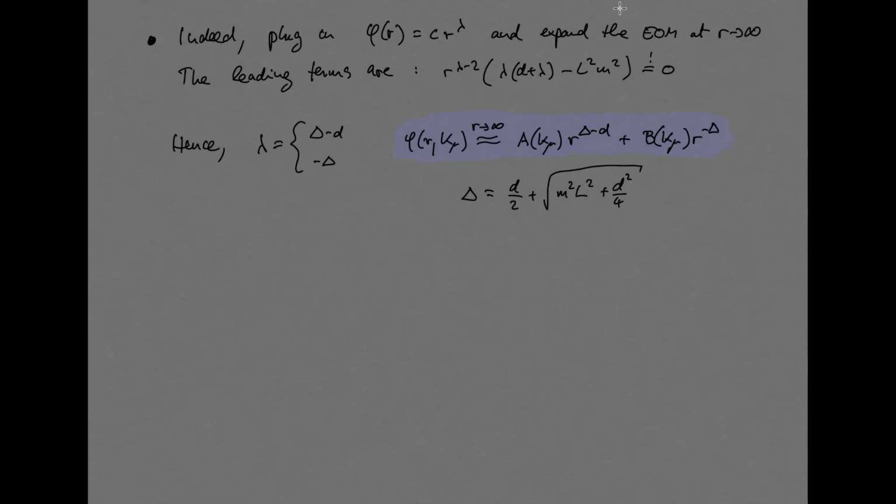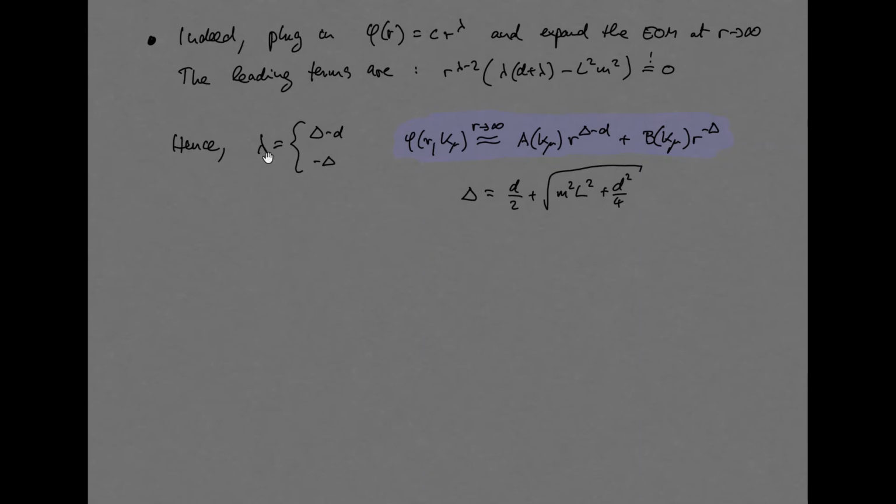If we plug in the power law ansatz, phi of r is equal to some constant C times r to the lambda, and then expand the equation of motion at large r, then the leading terms in the equation of motion will be these terms here. And by the equation of motion, this should vanish. So this equation will determine the possible values for lambda. Now the equation of motion is a second-order differential equation, so we will get two independent solutions, and therefore two possible lambdas from this second-order equation. So possible values for lambda are delta minus d, or minus delta, where delta was the scaling dimension of the dual operator. And I gave you the formula again that relates delta and the mass of the bulk field.